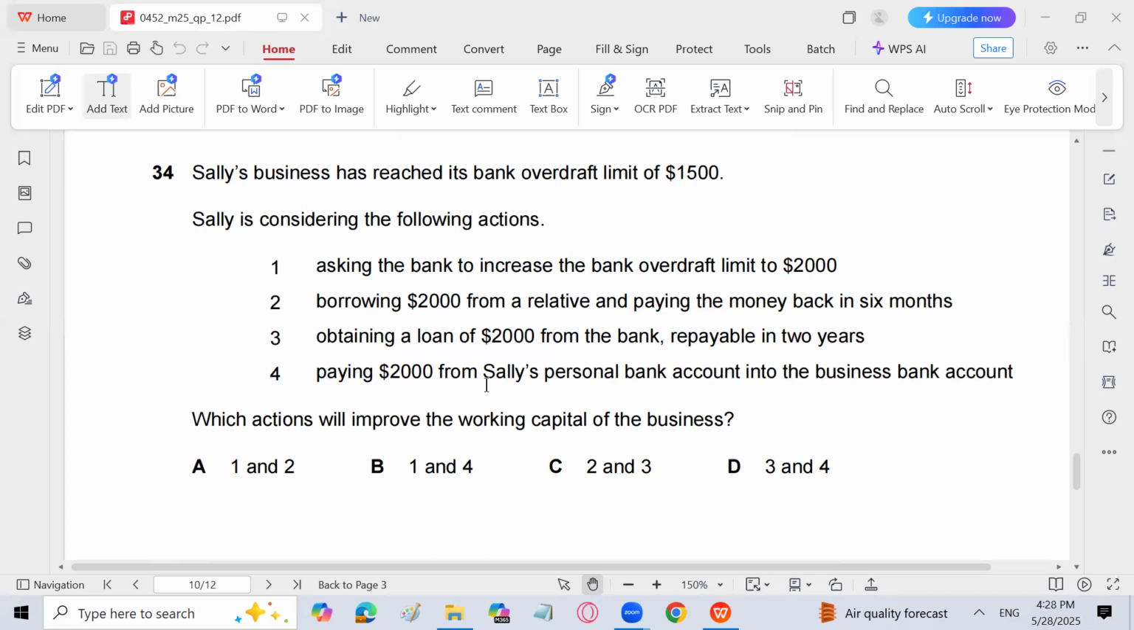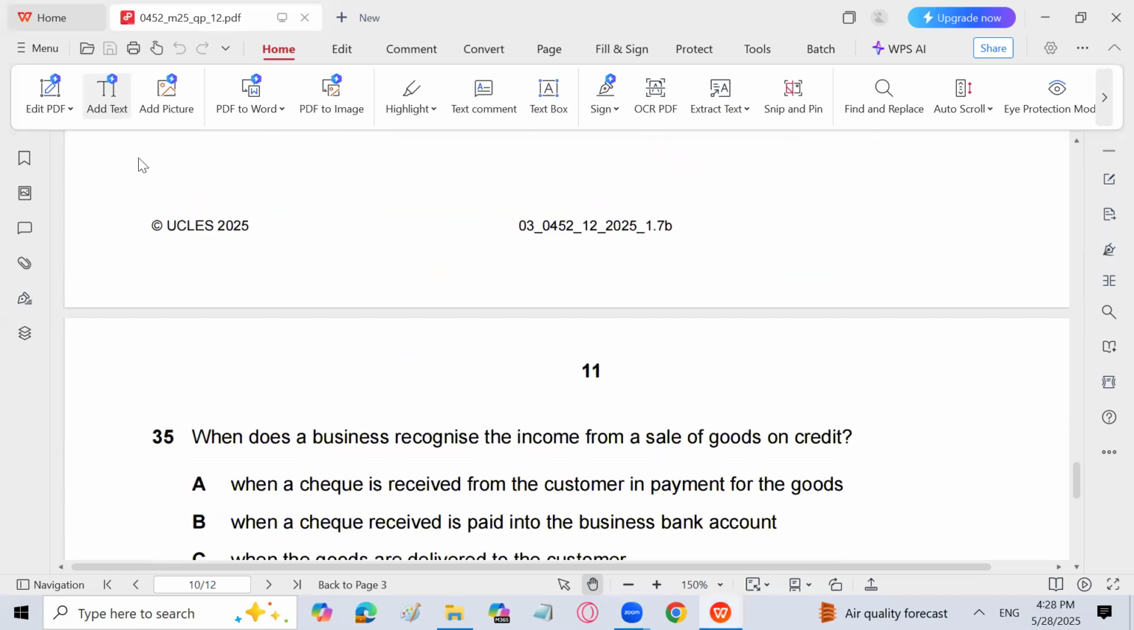This is how we improve liquidity. Taking a long-term loan, increasing more capital into the business, selling non-current assets, delaying payment to trade payables. These are the points through which we improve our liquidity, working capital, or bank balance.